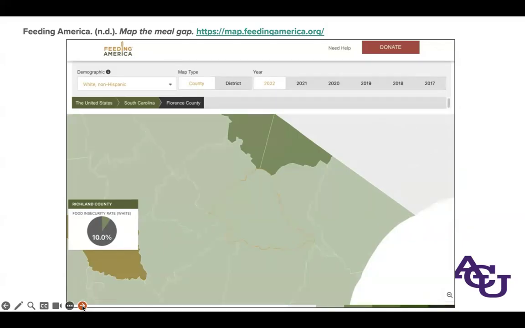It didn't have information on our Latino and Asian populations, but looking at the Black versus white, that reflects a lot of what you're going to see in the literature, that our people of color have a higher rate of food insecurity. So that's a really useful resource, and it's kind of fun to click through if you like interactive maps. So I encourage you to visit it.